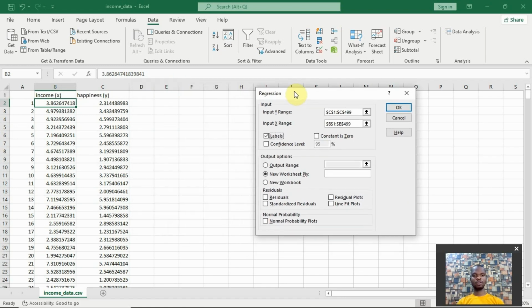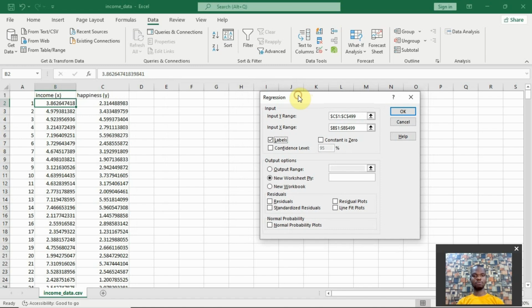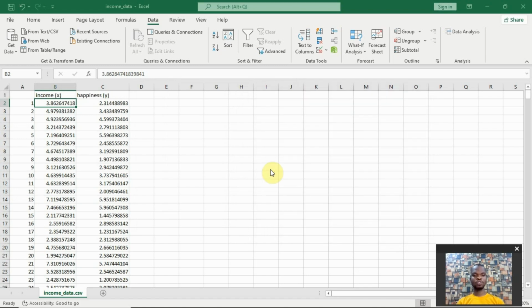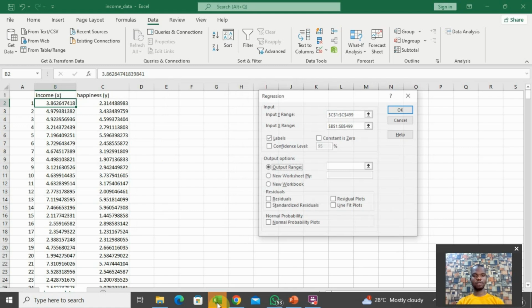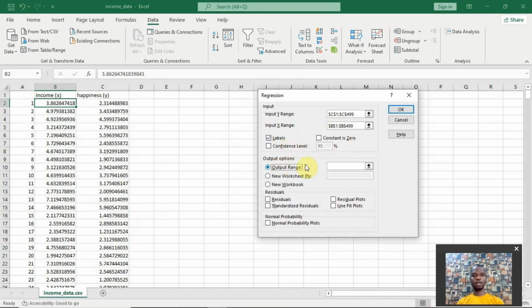Now, for the sake of being clear, you can put your output range somewhere else. Okay? You can put your output range here on this particular sheet, just so we are seeing everything, or you can add it to a new sheet or to a new workbook. Now, you can choose residuals, so it's going to show you residual. You can also select residual plot. You can also select line fit plot. For the sake of this analysis, these are the things we are going to be working with.